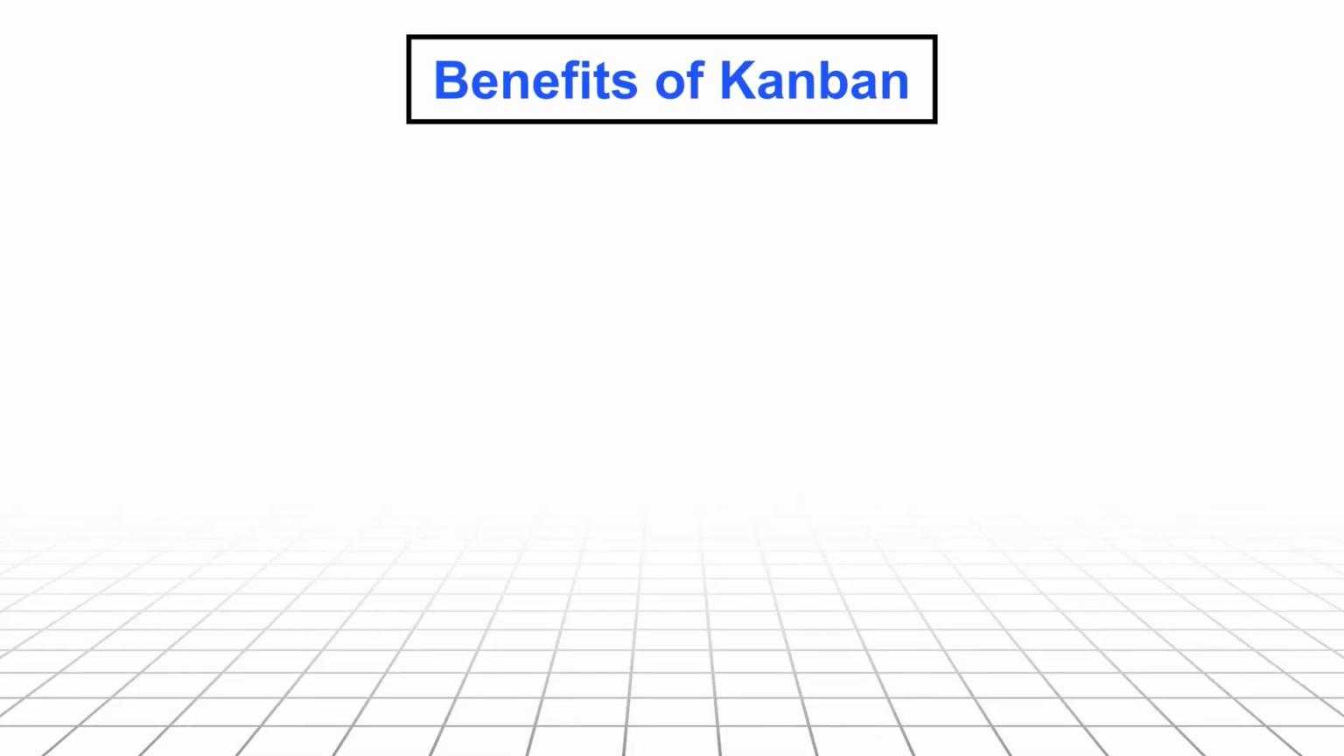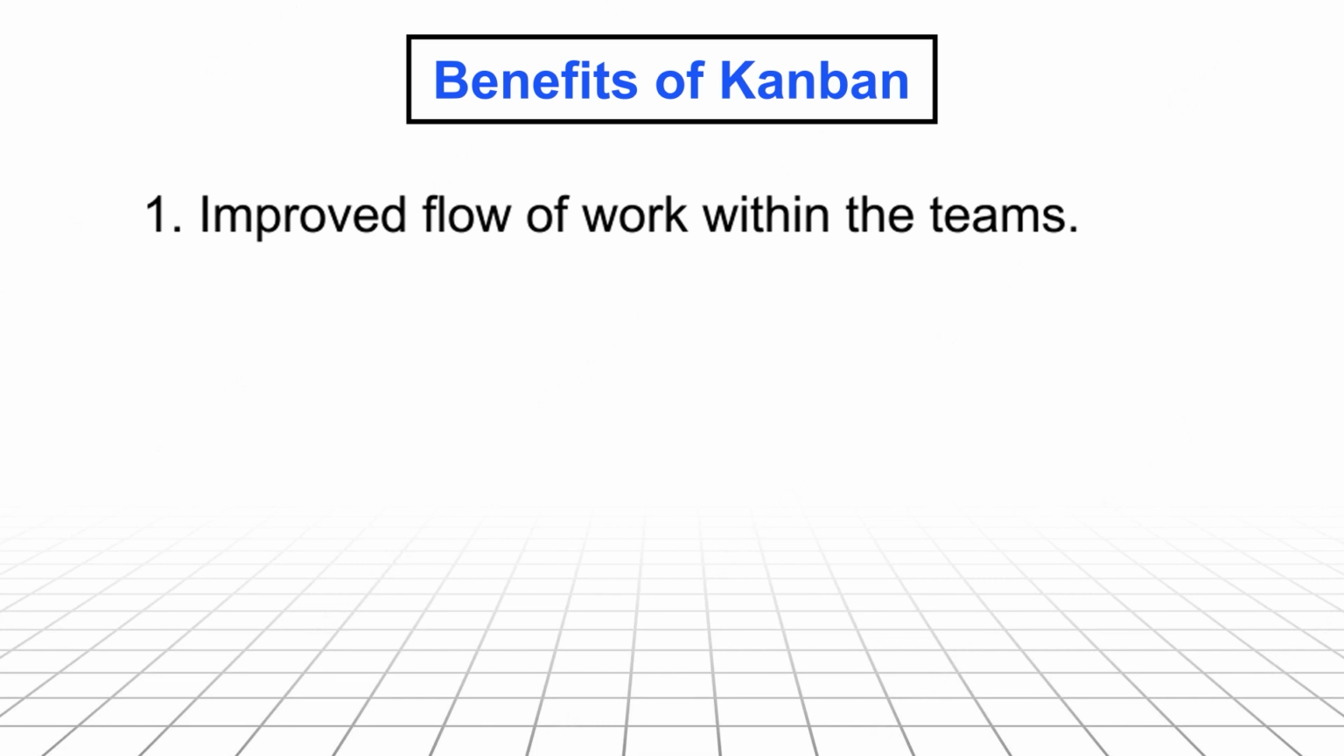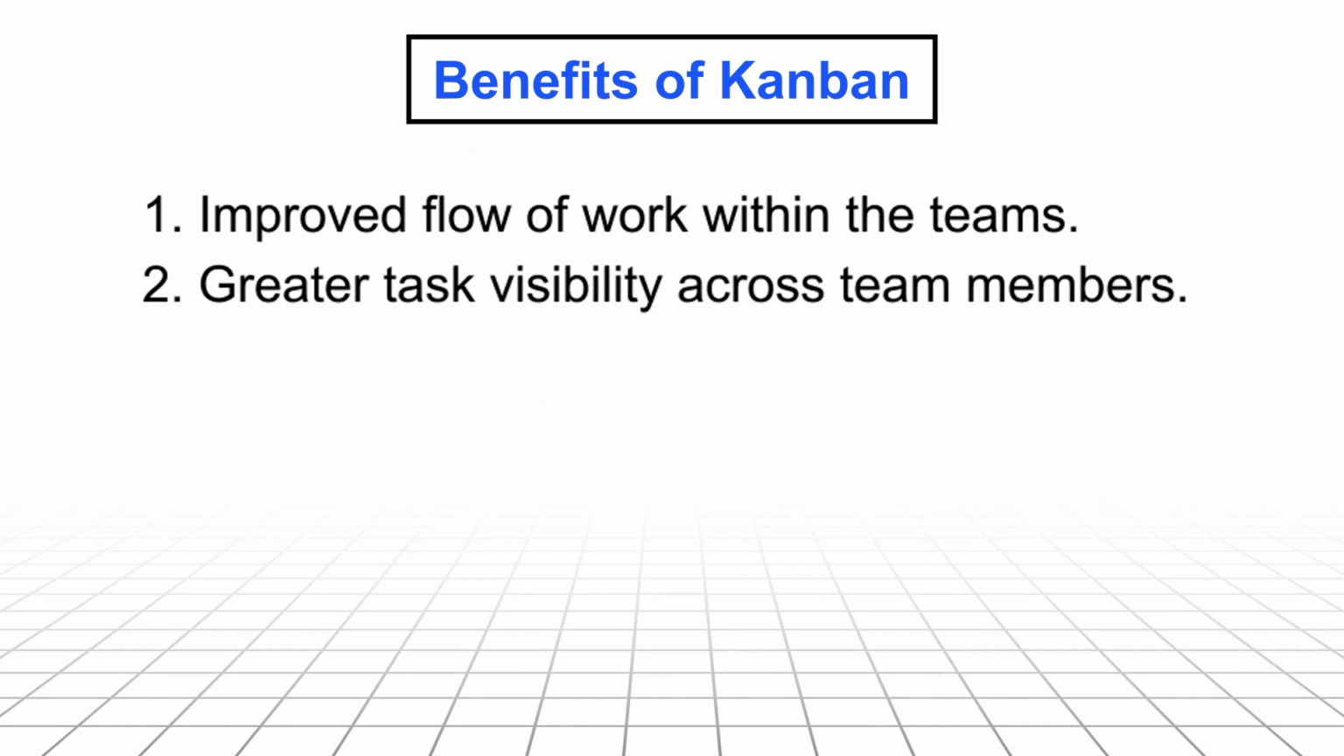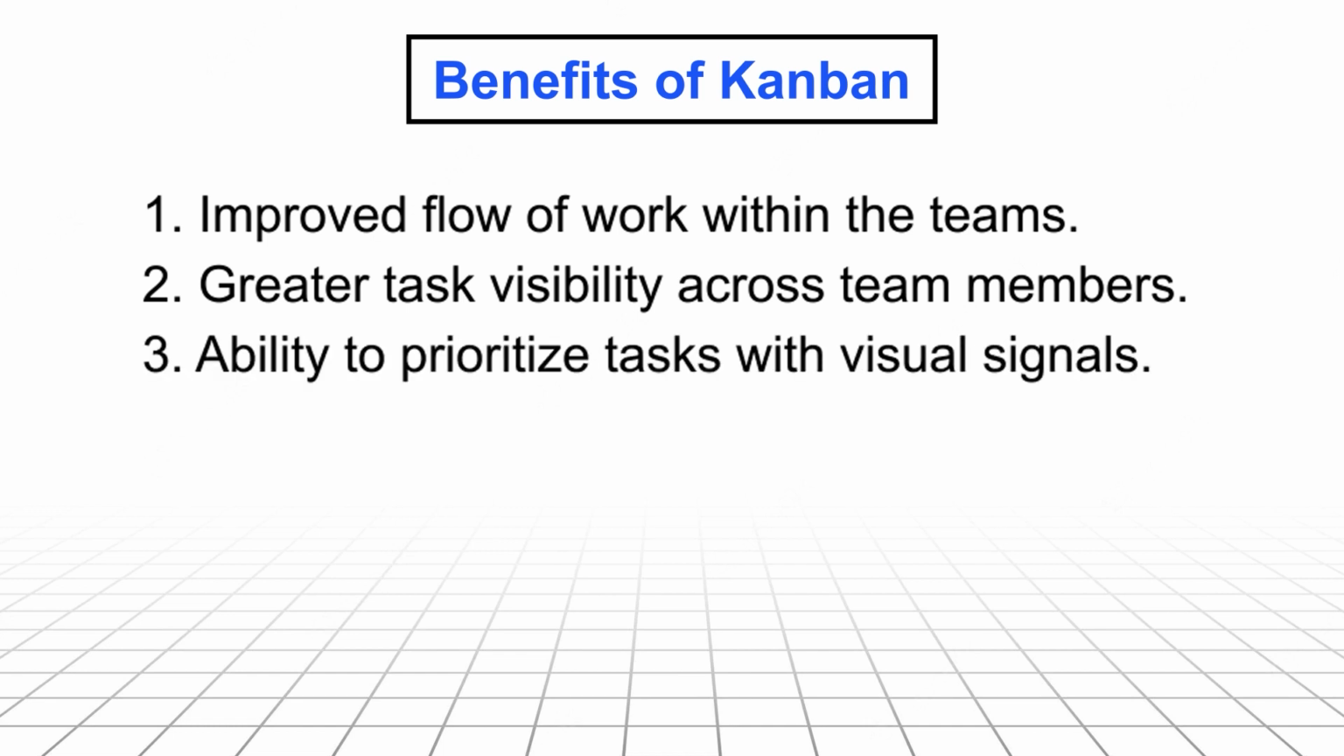So, Kanban provides an improved flow of work within teams even if they are virtually located. Secondly, it provides greater visibility of tasks across team members. Next, Kanban provides the ability to prioritize tasks which are delayed by creating a visual signal.